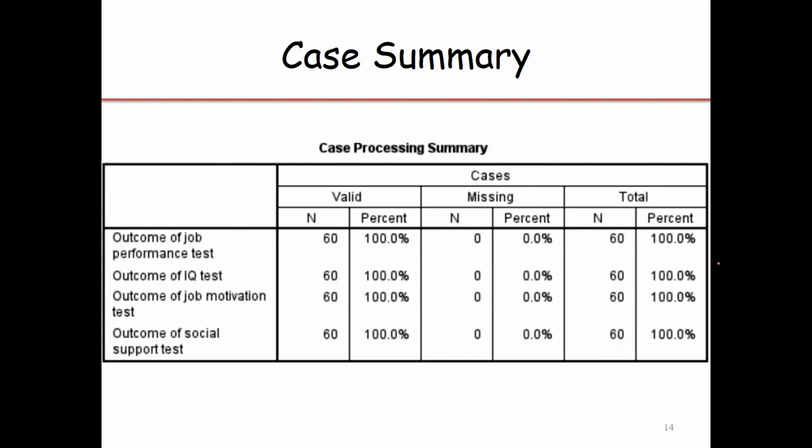Case processing summary indicates that all the 4 variables have 60 observations. It means there is no missing number. So missing numbers are not there, which is the indication that no data cleaning is required. All the cases are given here.